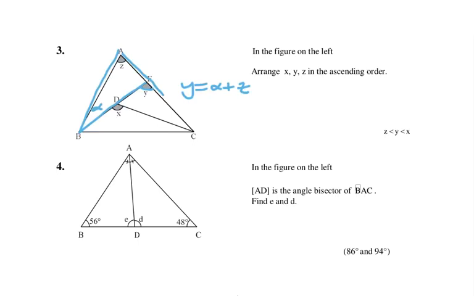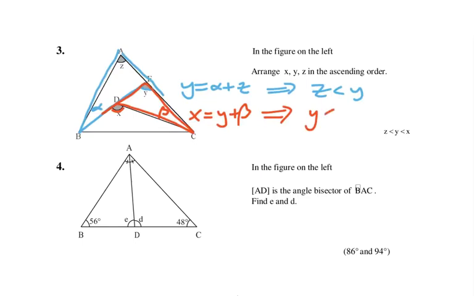All right, so what does that mean? Which one's smaller out of y and z? It means that z must be smaller than y. Okay, so how can we then relate y and x? Well, let's look at this triangle here, DCE. And we see here that x is the exterior angle. Let's call this something like beta. Then we can say that x as the exterior angle is equal to the opposite two interior angles, y plus beta. So what does that mean? Well, it means that y is less than x.